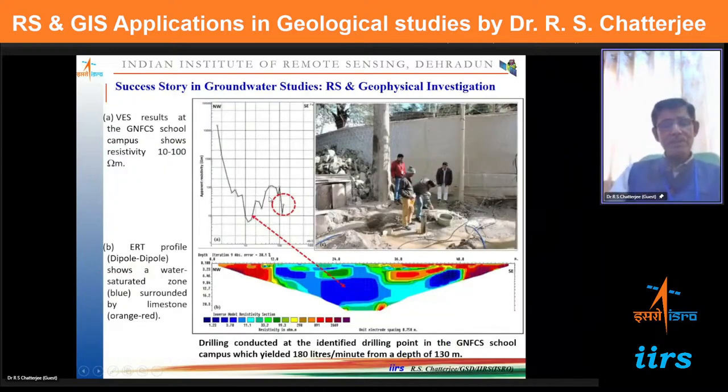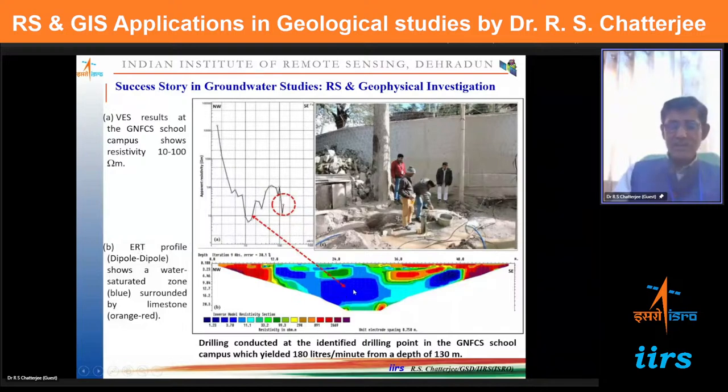Now, simply remote sensing is not enough. We need to do some geophysical investigation. In fact, remote sensing and geophysical investigation we need to do together. First, we interpret from remote sensing data and broadly identify the high prospect zones. Now, in such high prospect zones, we do geophysical investigation, essentially a resistivity survey.